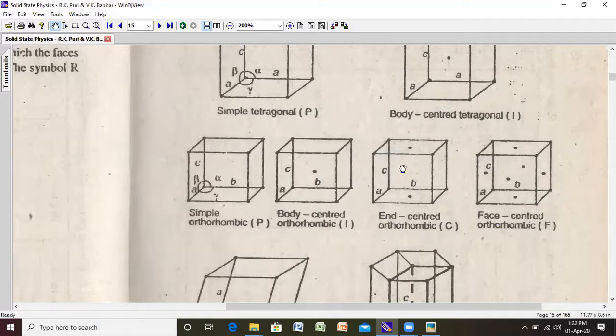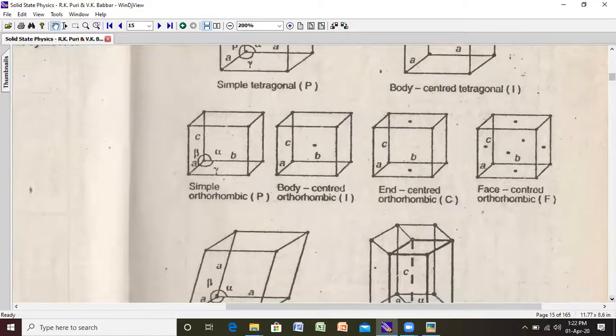End centered means top and bottom. There are lattice points at the top and bottom only, not all the faces, but at the top and bottom. We call it end center, because this is the top end, this is the lower end. It contains a point, so we call it end center.